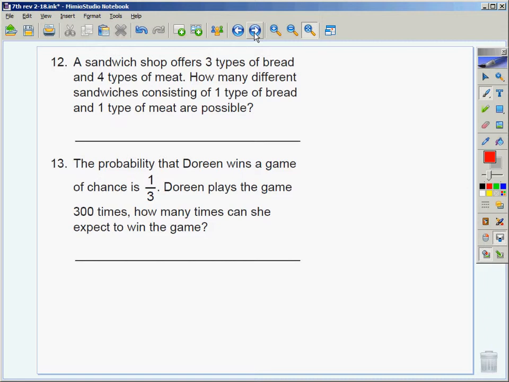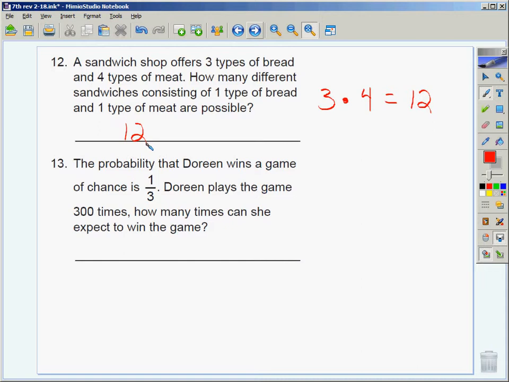A sandwich shop offers 3 types of bread and 4 types of meat. Again, this is a compound event. If there's 3 types of bread and there are 4 types of meat, there is a total of 12 different types of combinations that we can put together.